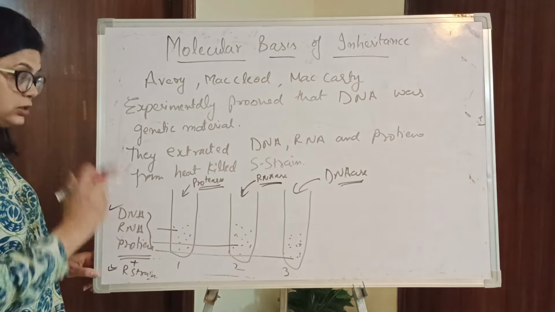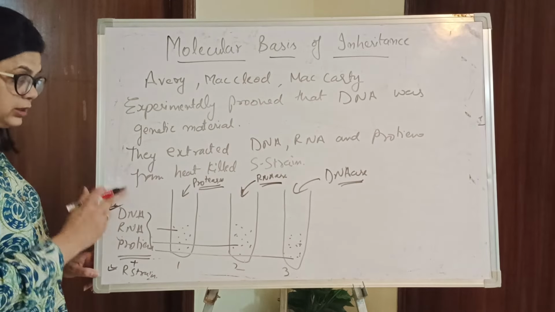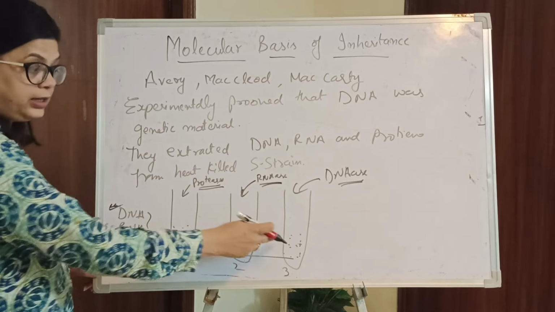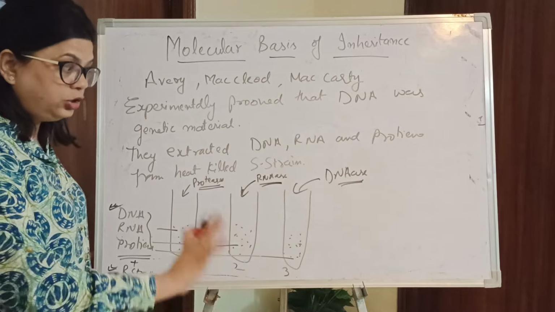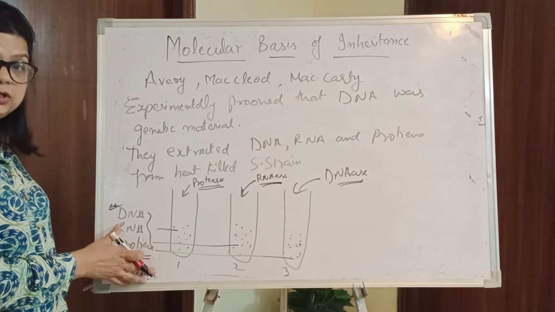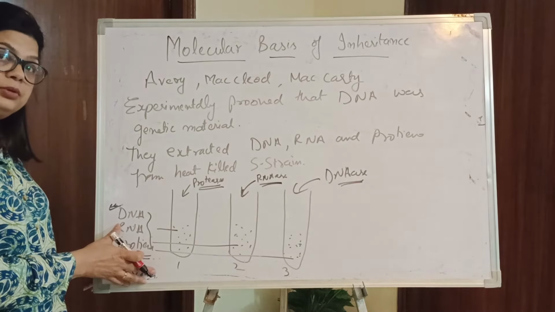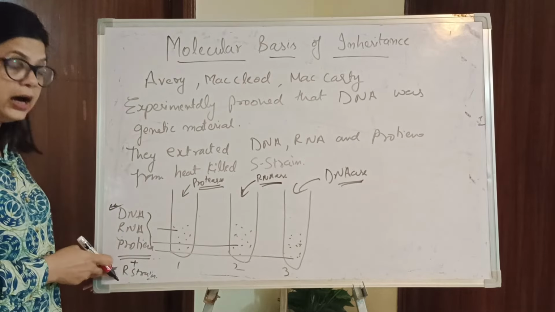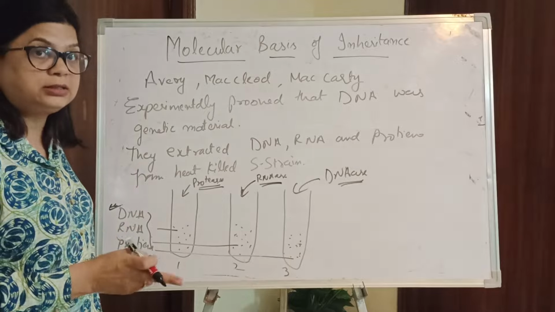That means it was the DNA. It was the DNA, because in these two mixtures there was DNA. So it was the DNA only, and in this mixture there was no DNA, and when this mixture was injected into the mice, they survived. That means it was only DNA which transformed R strain into virulent and caused disease.